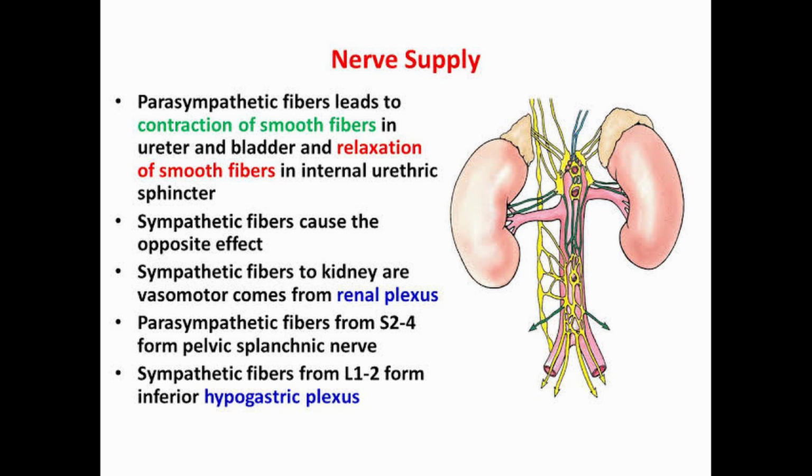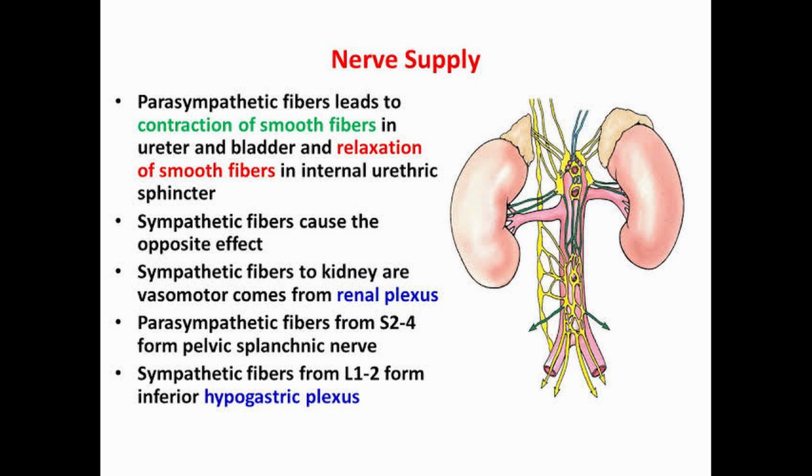Now we discuss the nerve supply of the kidney. The kidney and the nervous system communicate via the renal plexus. The parasympathetic fibers lead to contraction of the smooth muscle in the ureter and bladder and relaxation of the smooth muscle in the internal urethral sphincter. The sympathetic fibers cause the opposite effect. With parasympathetic fibers there is contraction of the smooth muscle in the ureter and the bladder, but with sympathetic fibers there is relaxation of the smooth muscle in the ureter and the bladder.